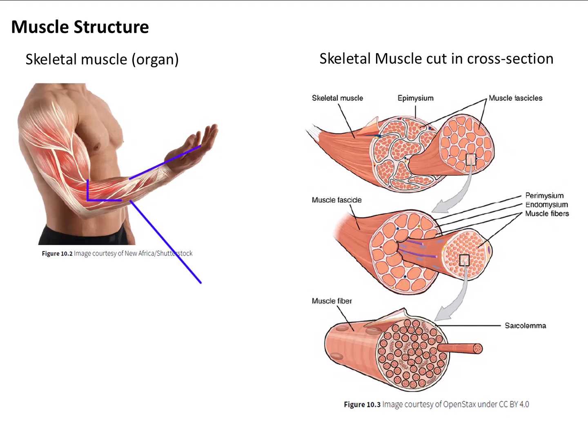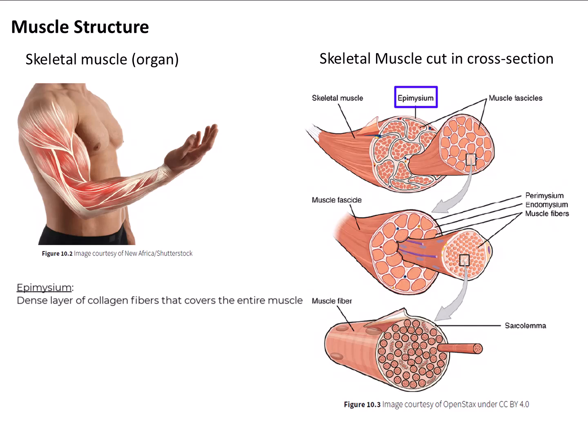If we take a piece of our skeletal muscle and look at it on cross-section, there are 3 layers of connective tissue that surround the muscle. The outermost layer is the epimysium. This is a dense layer of collagen fiber that covers the entire muscle.